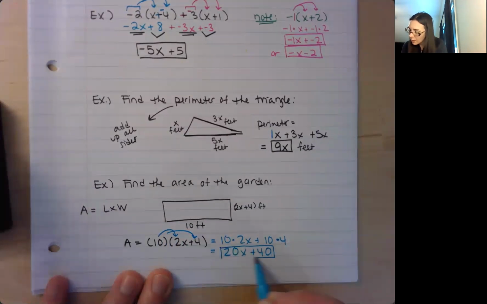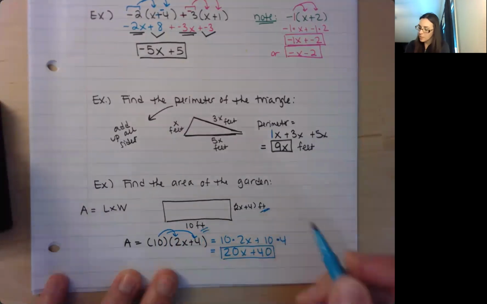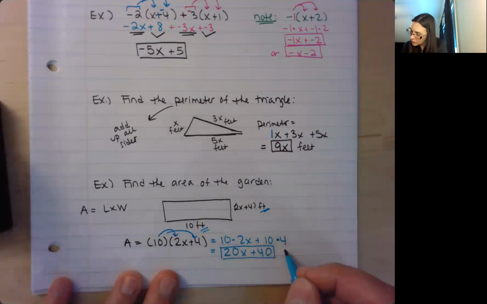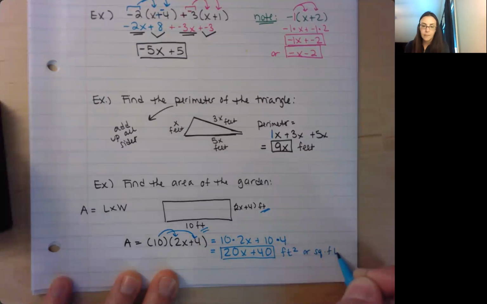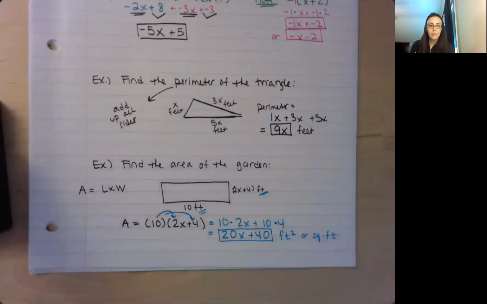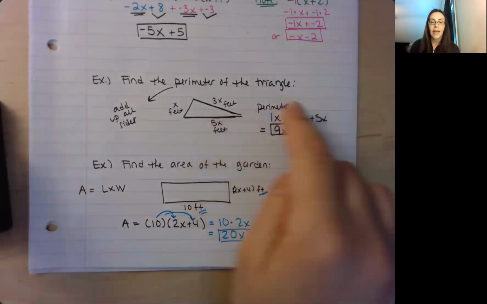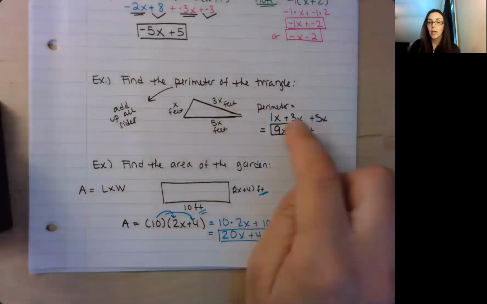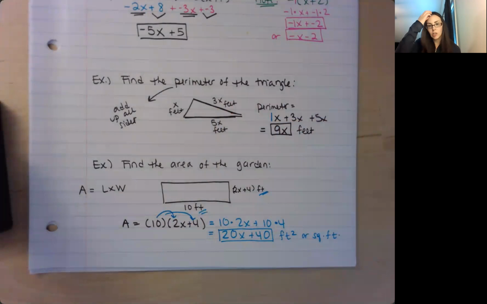But do keep in mind here, you have feet and feet. So when you multiply feet times feet, you get feet squared, or you can write that as square feet. So remember, when we're multiplying, I don't need like terms. I can multiply pretty much whatever I want. But when I am adding or subtracting, I do have to be careful that I have like terms here, and that you're not changing the variables or changing the units.